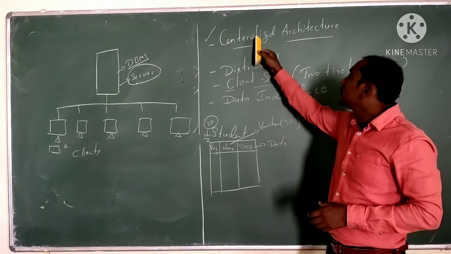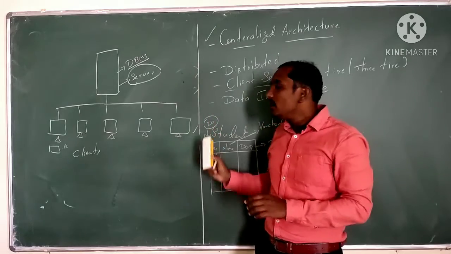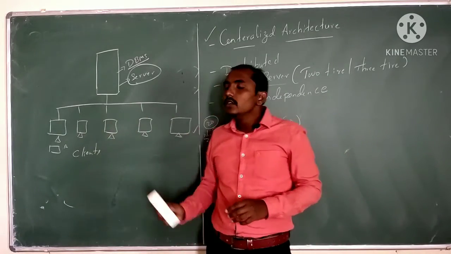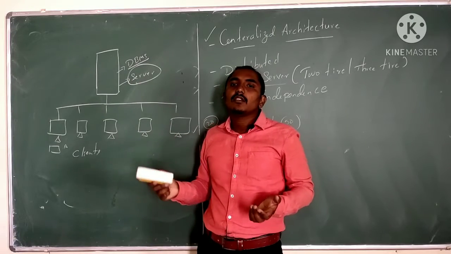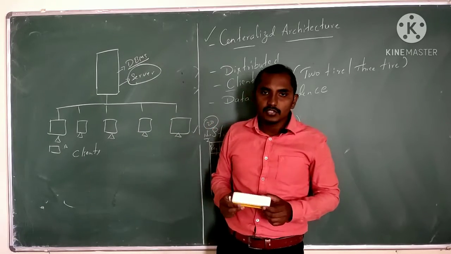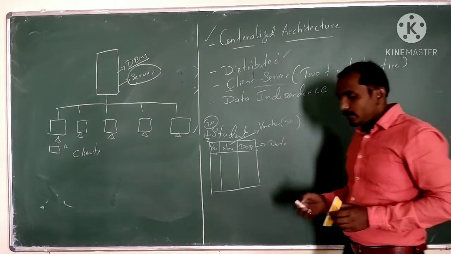Okay, so that is centralized architecture, where all the information will be stored in one location. It will have multiple workstations, where each and every workstation can access the information which is required for that particular workstation. Okay, now coming to the next, which is distributed.